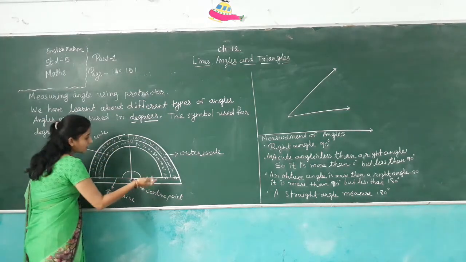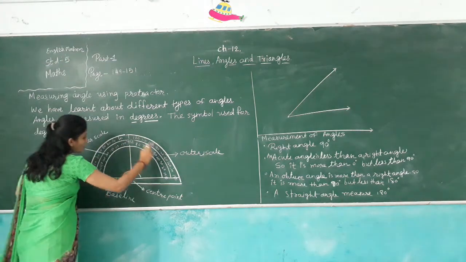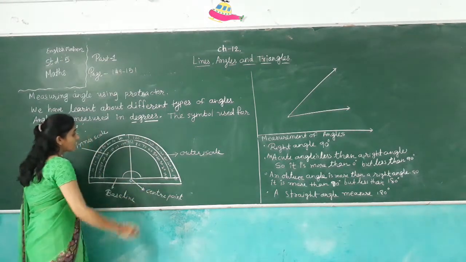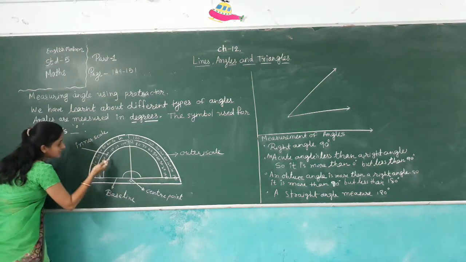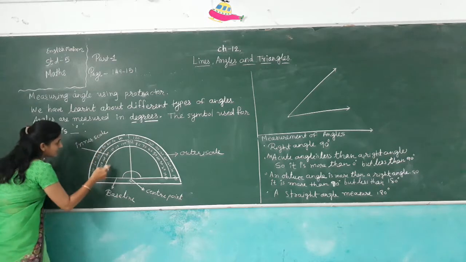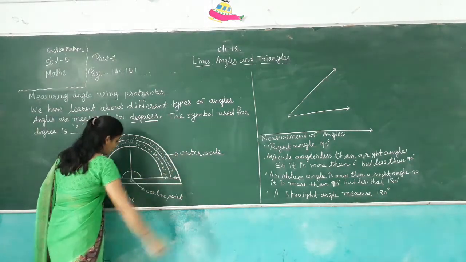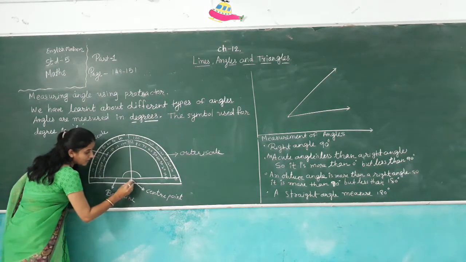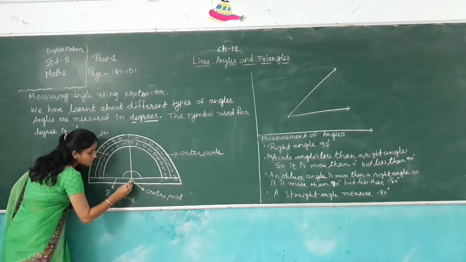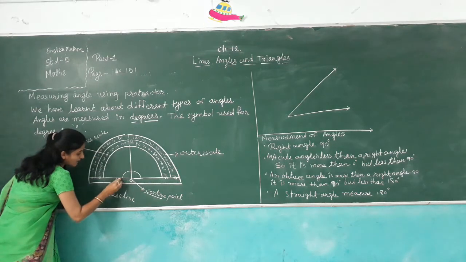In protractor, one side is 0 to 180 and the other side is also 0 to 180. The inner side is called inner scale, and the outer side is outer scale. Here in the center is 0, and right here also 0. This is called center point. This line is called baseline.